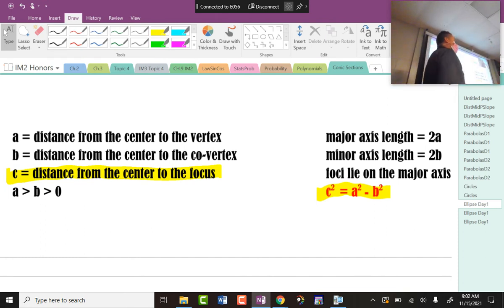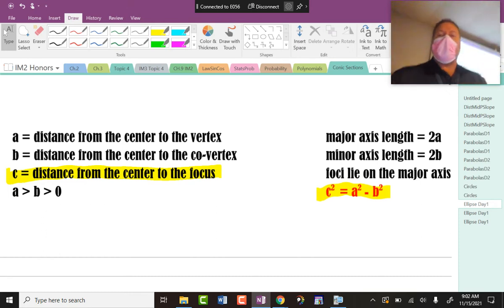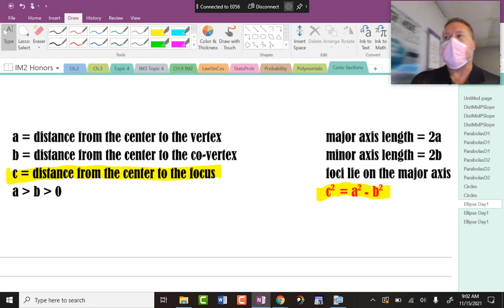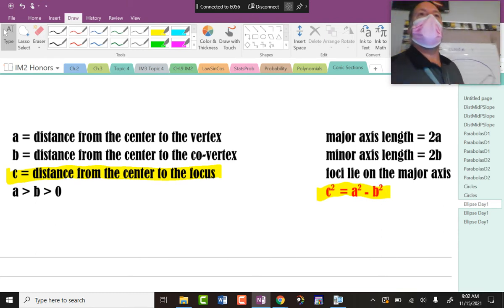Now here's when I'm going to start talking about why is it a squared minus b squared. I'm going to go back to my drawing as you're writing this down. I will hold the screen. There's a very simple reason for this. Please look over here, though.